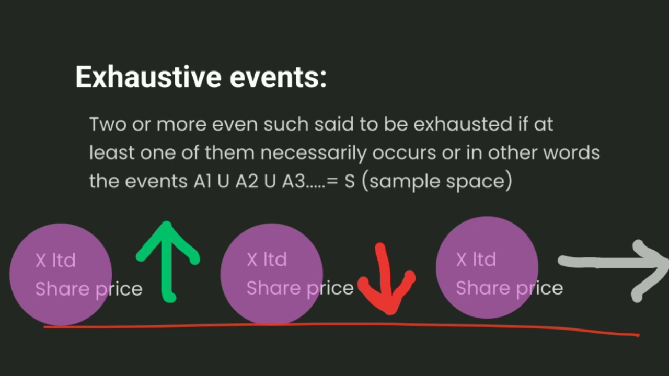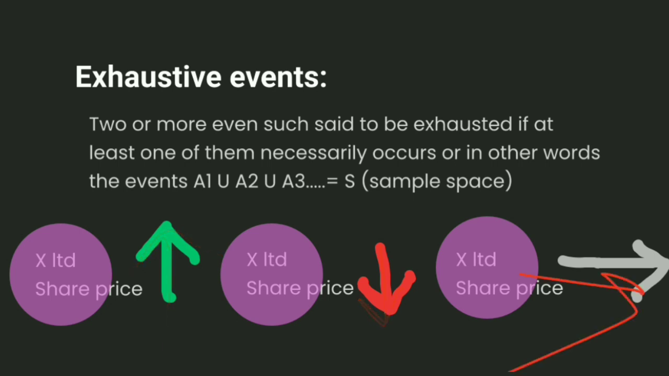Is it possible at a time that a share price goes up, a share price goes down, and a share price doesn't change? No, it is not possible. So either of the three has to happen. Either the share price has to increase, or it has to decrease, or it has to be constant. It is necessary. If a market opens, then this is something that has to occur.